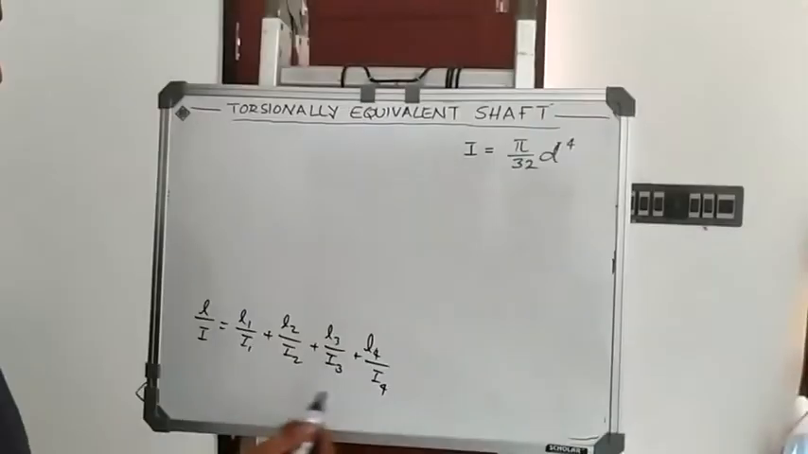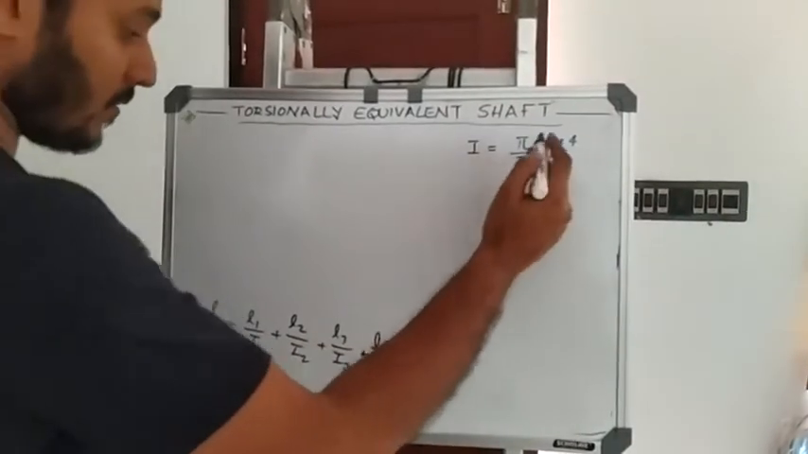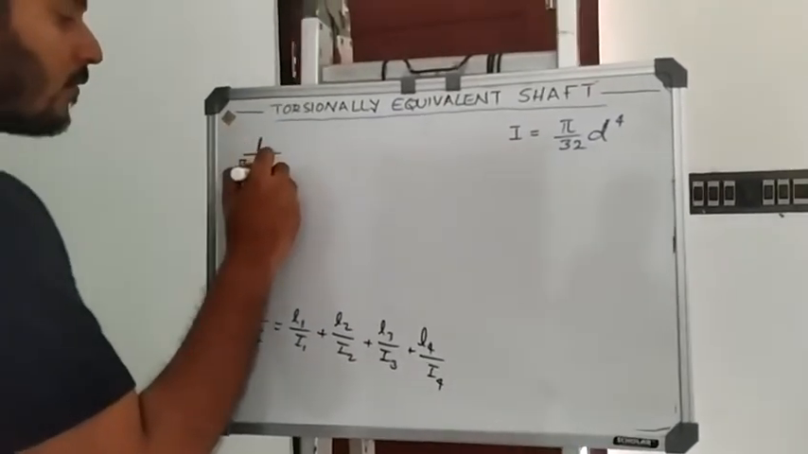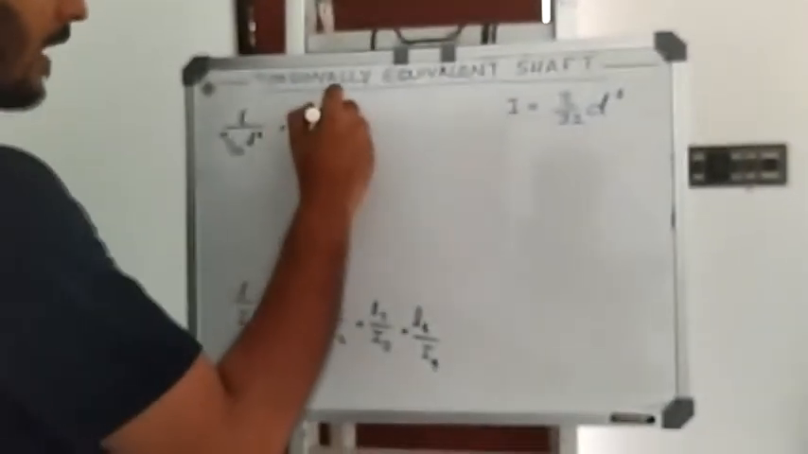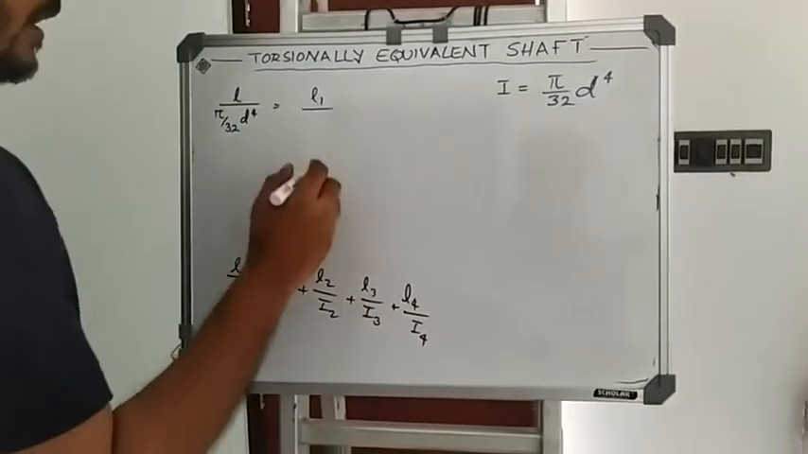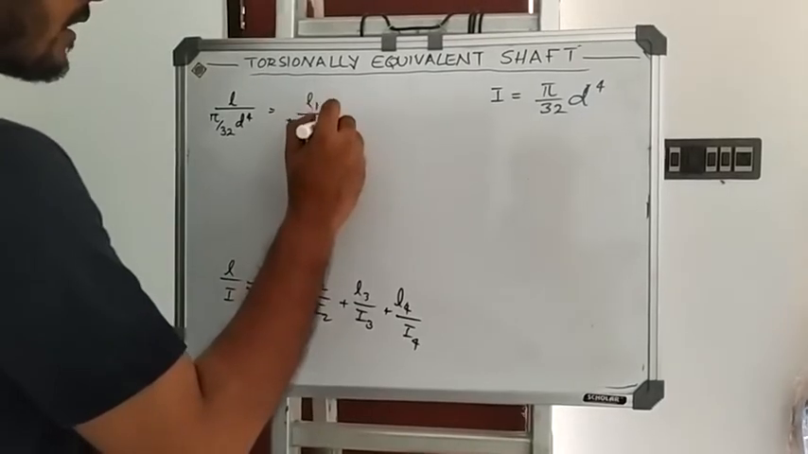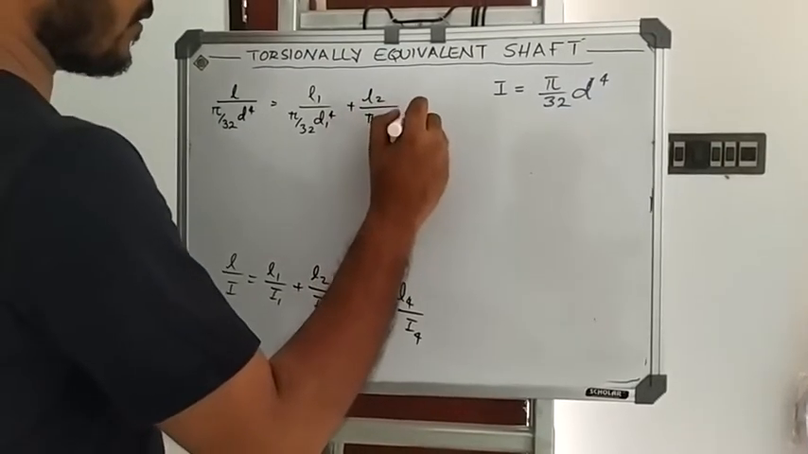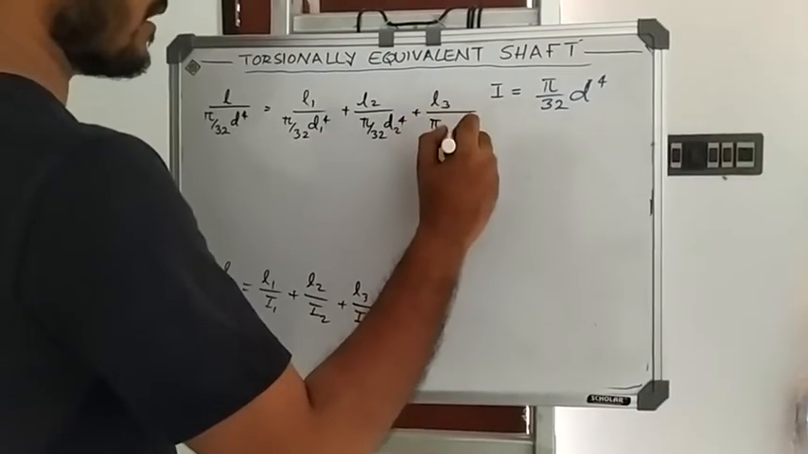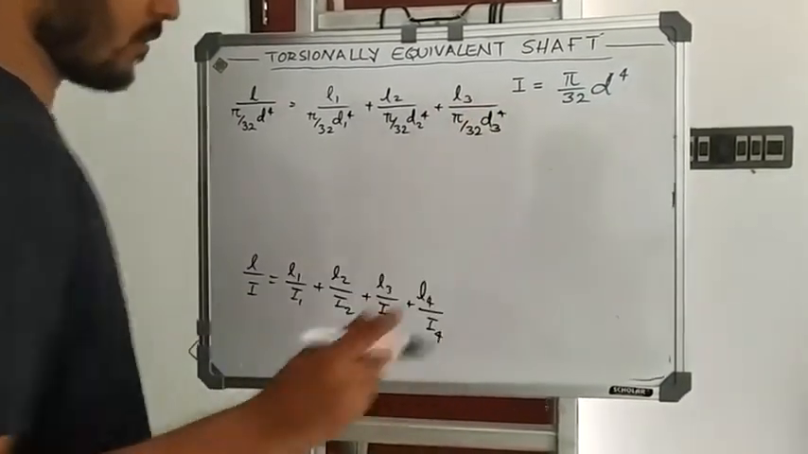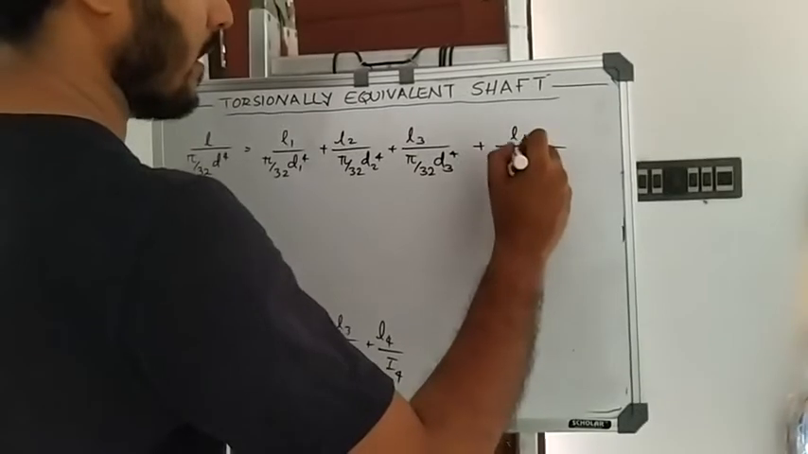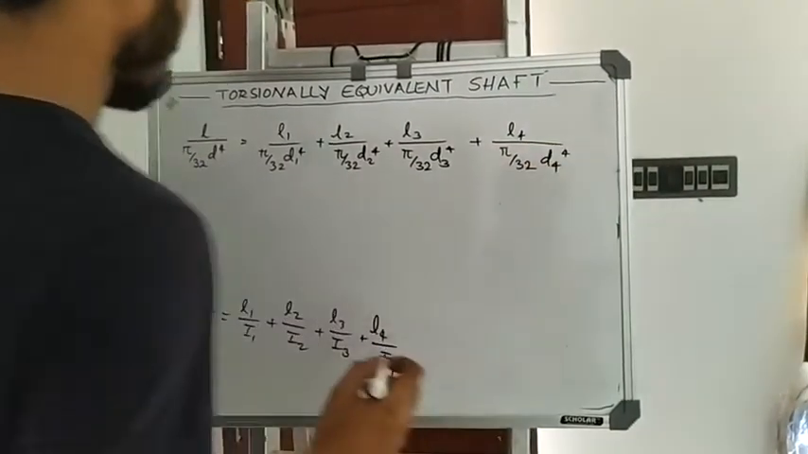Hence, for each cross section we have varying diameters here. So, when we substitute this in this generalized equation, the equation converts to L divided by pi by 32 d raised to 4. Here, d is the general diameter or the equivalent diameter, should be equal to L1 by I1, which will be pi by 32 d1 raised to 4, plus L2 divided by, here I2 will be pi by 32 d2 raised to 4, plus L3 divided by pi by 32 into d3 raised to 4, and the last value L4 divided by pi by 32 into d4 raised to 4.